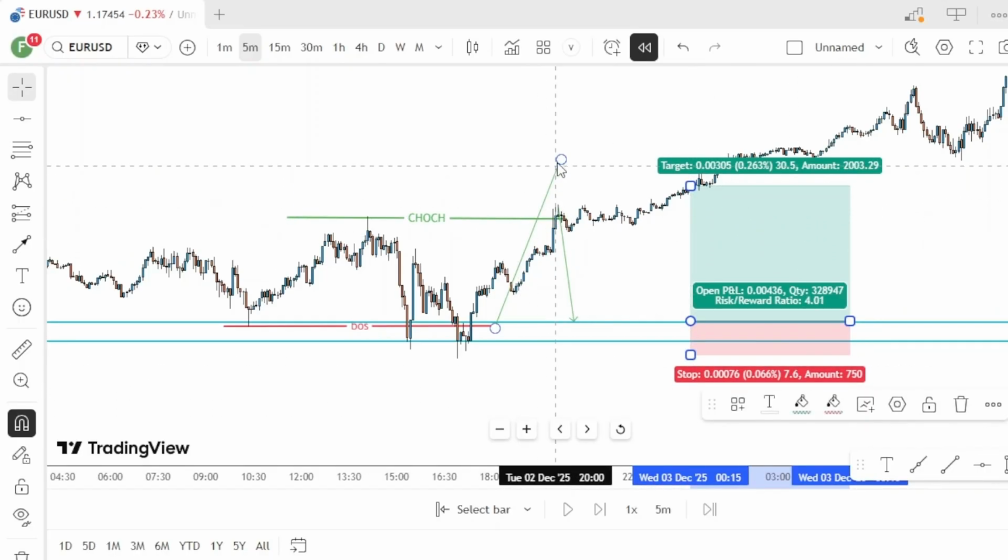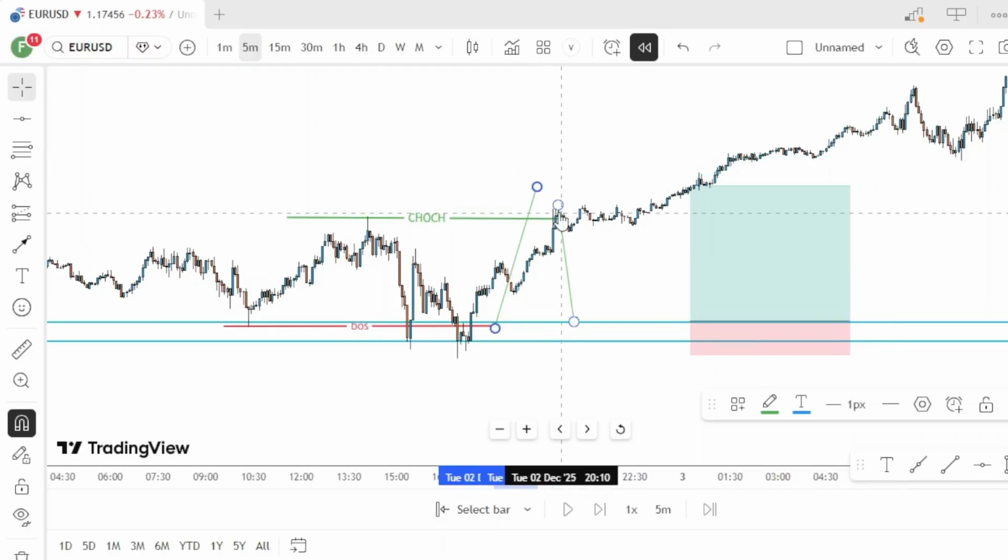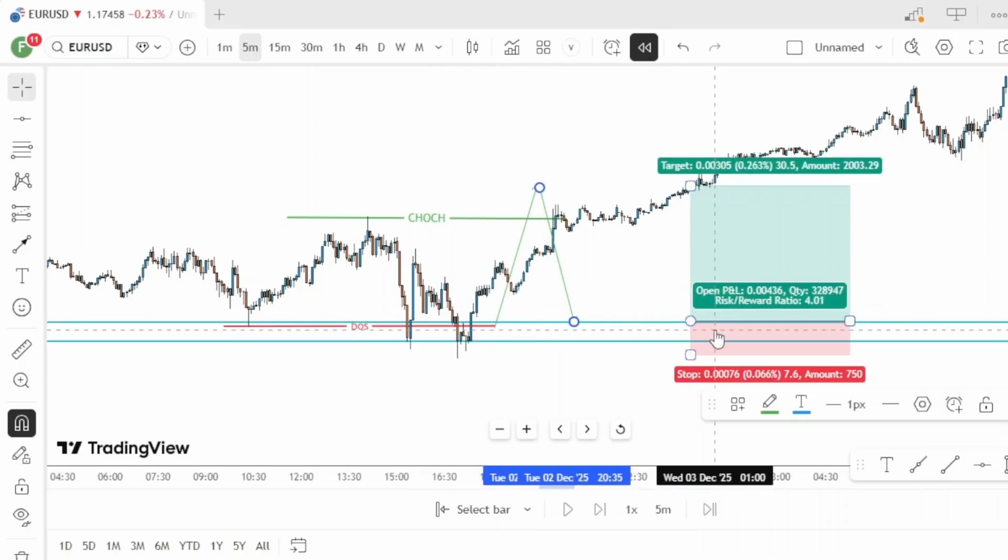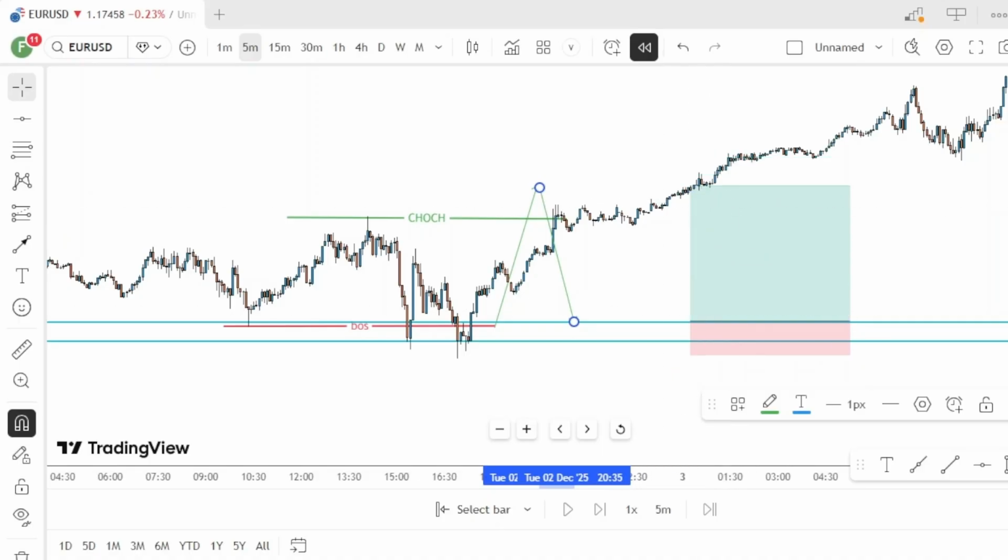Once the market closes above this change of character, I let the market retest my point of interest, which is the area of imbalance or fair value gap. After sweeping liquidity, it makes it stronger. So I look for a ratio of 1 to 5, 1 to 4. It all depends on how I project the trade. Basically, that's all I do, and that's how I set up my smart money concept.